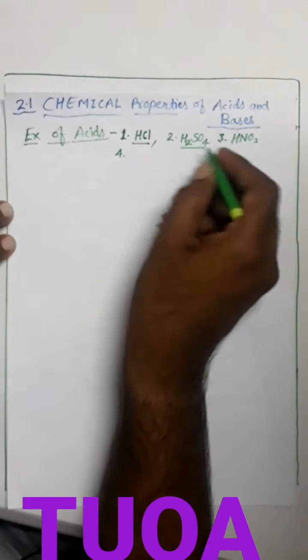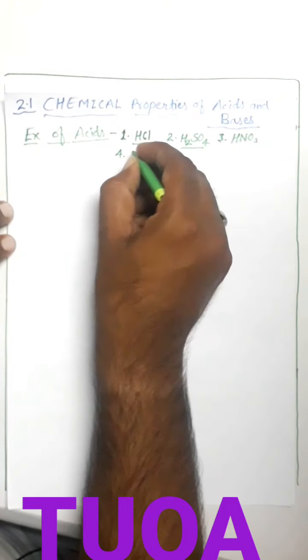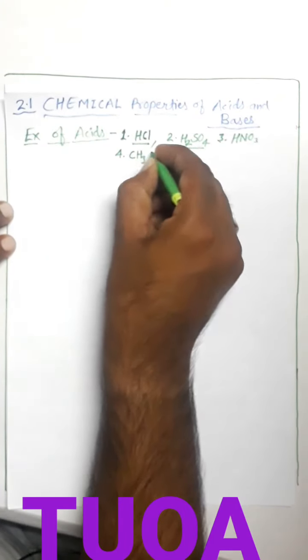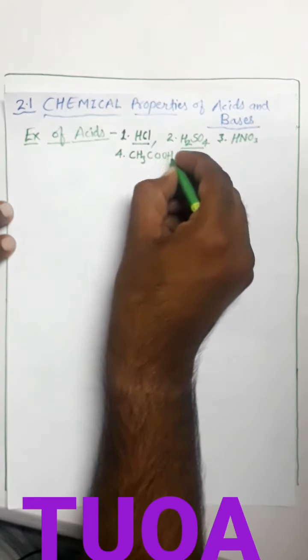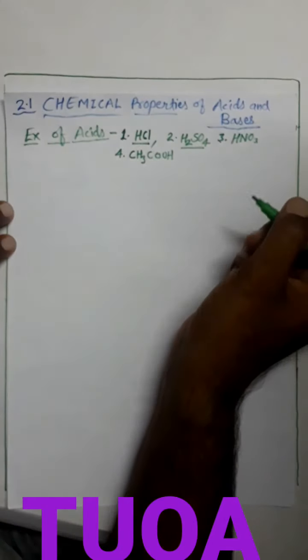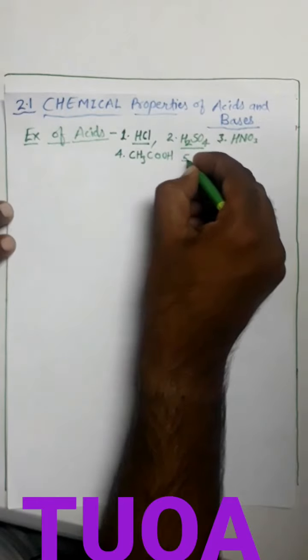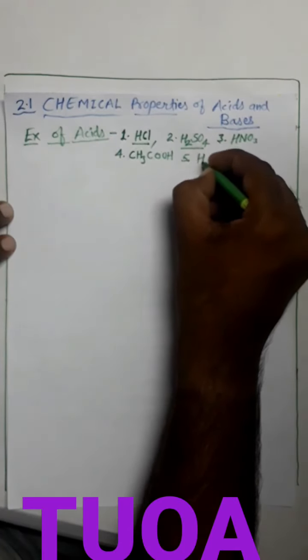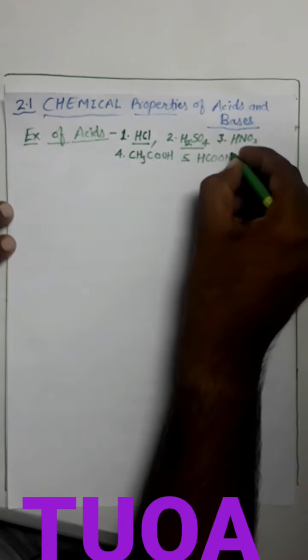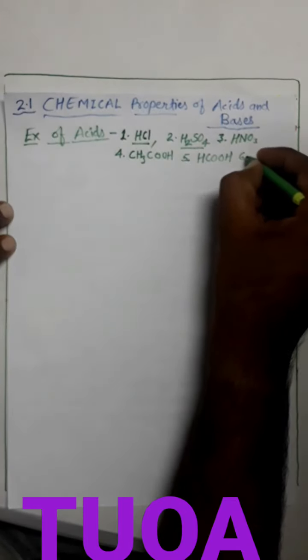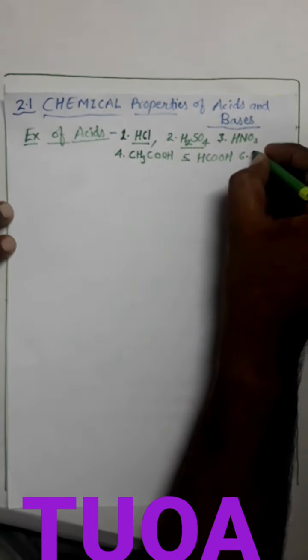Then next example is acetic acid, CH3COOH. Next one is formic acid, that is HCOOH. Then next one is carbonic acid, H2CO3.